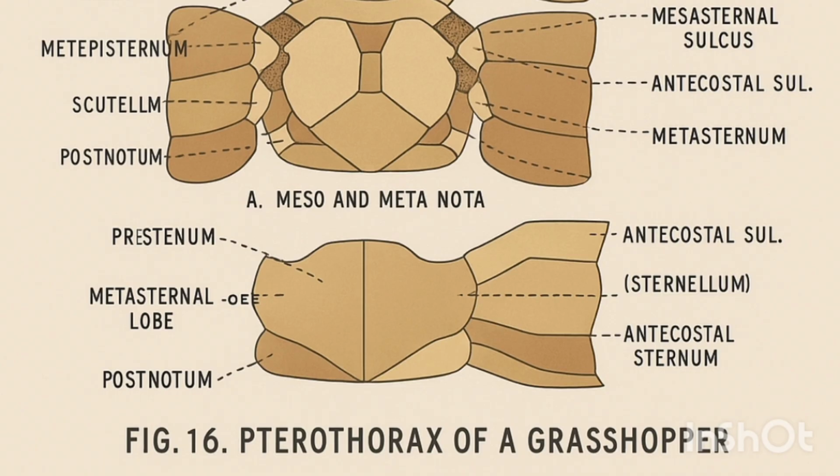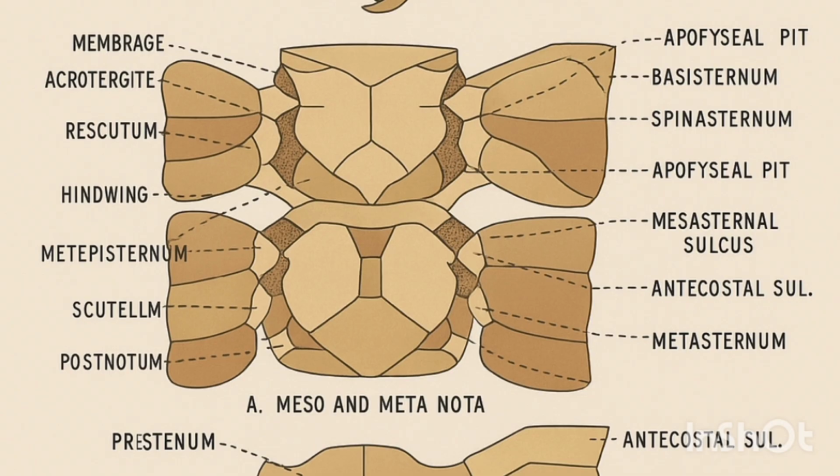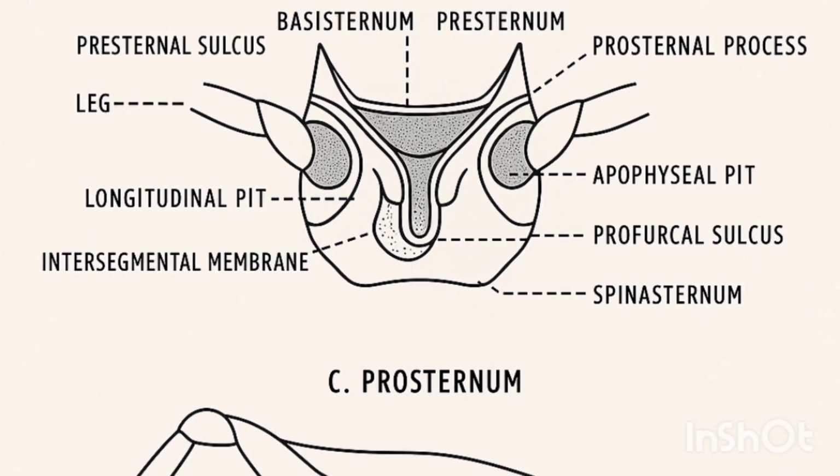Apophyseal pit: a small external pit that indicates the location of an internal apophysis, a finger-like internal cuticular ingrowth. Apophyses and apodemes are internal supports and anchor points for muscles. The pit is the external sign of that internal structure.